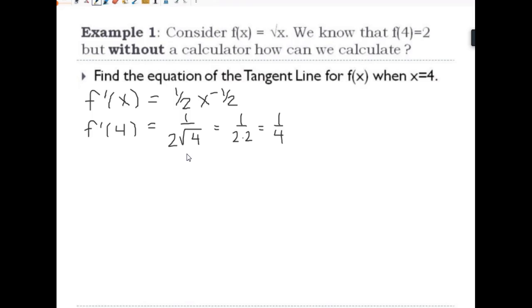So the equation of my tangent line would be y minus y2, which is 2, given to me in the problem, equals 1/4 times x minus 4. So nothing is new about the tangent line. What we're adding is this approximation aspect.